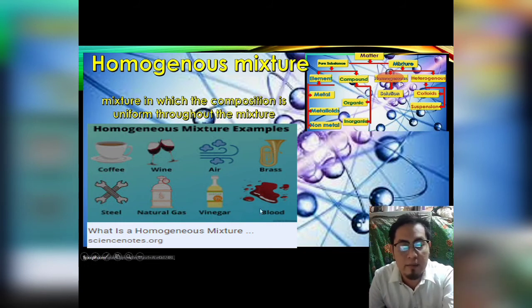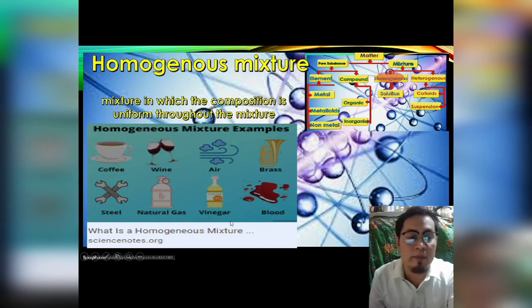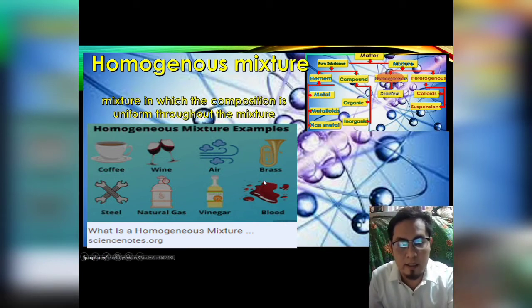Now, trivia. Blood is also a homogeneous mixture of different components. So, we have RBC, WBC, but it is uniform. It has the same mixture or phase, one phase. When we say homogeneous mixture, it has one phase.